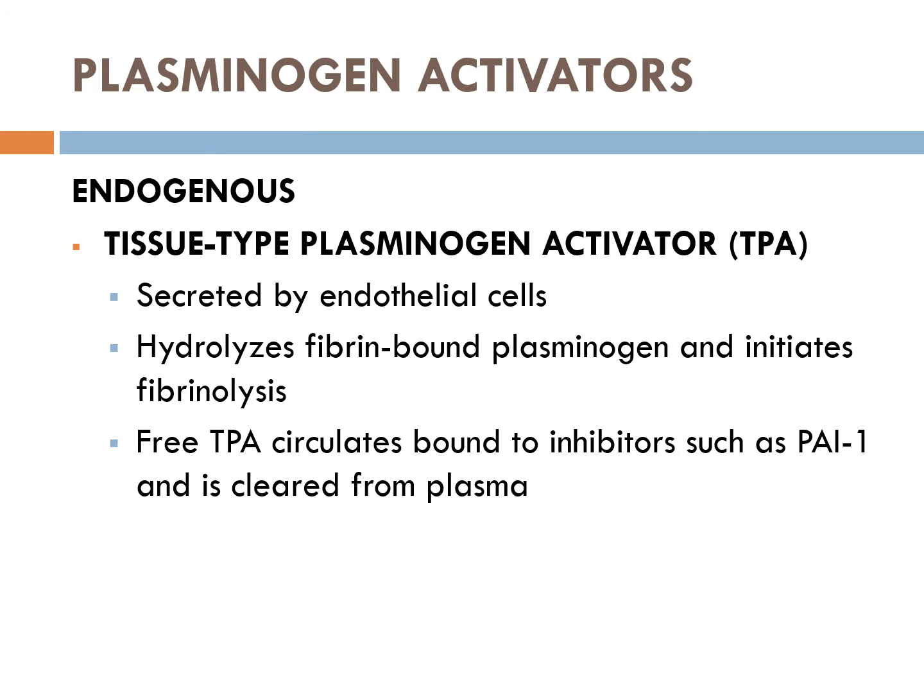The first type of endogenous plasminogen activator is what we call the tissue type plasminogen activator, or the TPA. This activator is secreted by the endothelial cells and its function is to hydrolyze fibrin-bound plasminogen and initiate fibrinolysis. Free TPA circulates in the plasma and is bound to inhibitors such as the PAI-1, and it is usually cleared from the plasma.